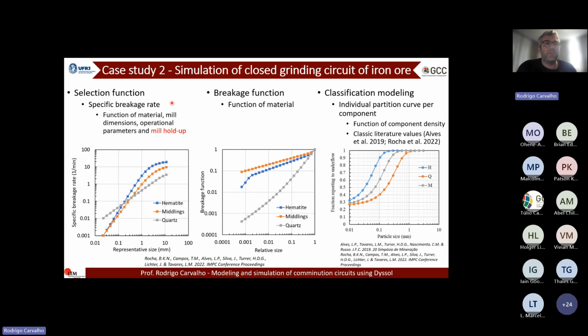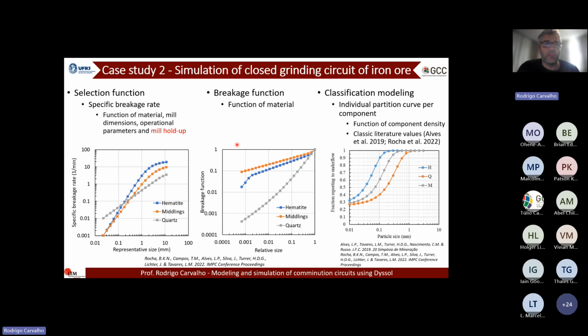So just to give you an idea of how different the materials are, we have this specific breakage rate, which is selective of the material. So, for example, for the hematite particles, the blue curve here in the left graph, for particles coarser than 1 millimeter, they have the highest breakage rate, while the quartz particles are tougher to break.